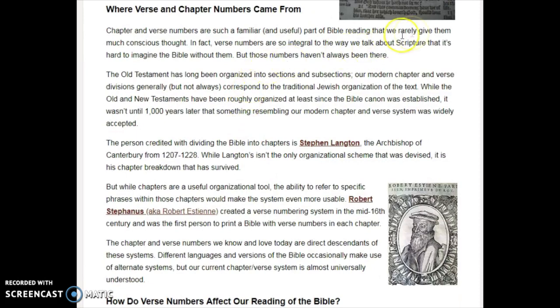So again, Bible reading, people rarely give it conscious thought. Anyway, the Old Testament has been organized into sections and subsections. The modern chapter and verse divisions generally, but not always, correspond to the traditional Jewish organization of the text. While the Old and New Testaments have been roughly organized since the Bible canon was established, it wasn't until 1,000 years later that something resembling our modern chapter and verse system was widely accepted.